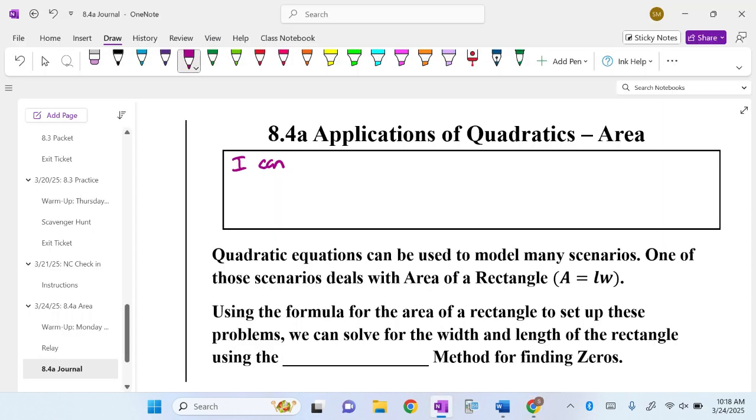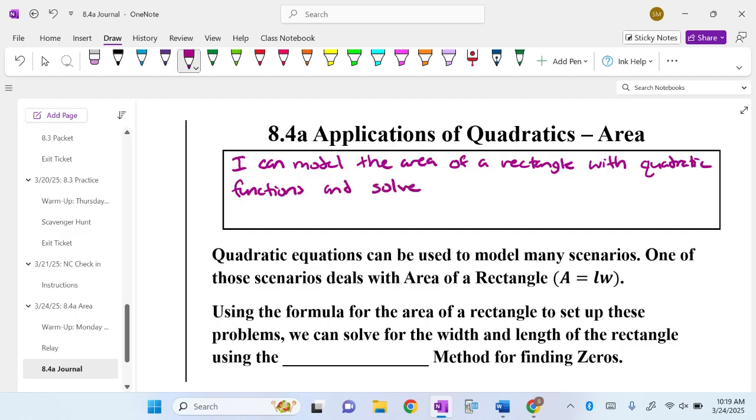All right, so your I can statement for this is I can model the area of a rectangle with quadratic functions and solve for missing side lengths.